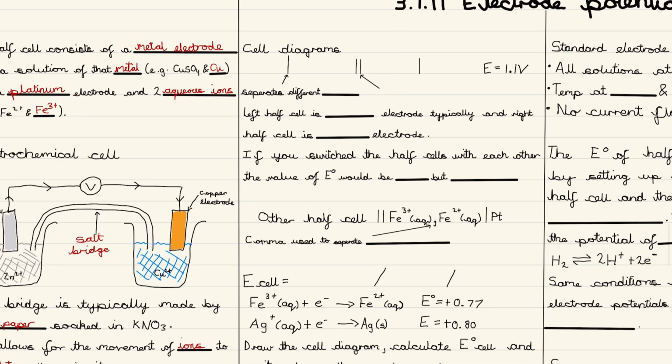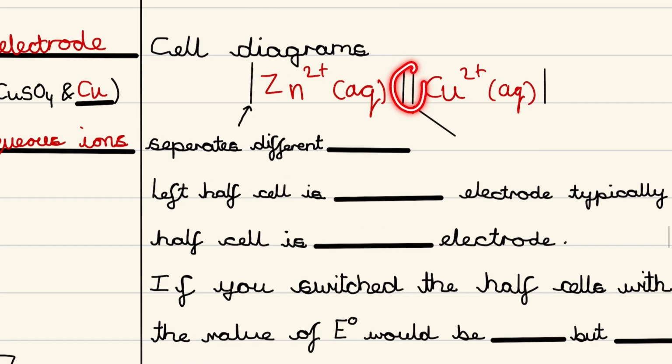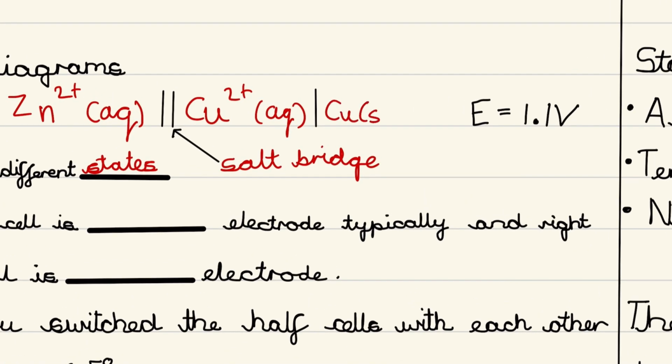So for our diagram here, our cell diagram would be, well, firstly we put the most oxidized substances in the middle. So we'd have Zn2+ aqueous here, and Cu2+ aqueous. Okay, and this thing here is the salt bridge, and the single line represents the different states. Then here we'd have zinc solid, and on the right hand side we'd have copper solid. So that represents our electrodes.